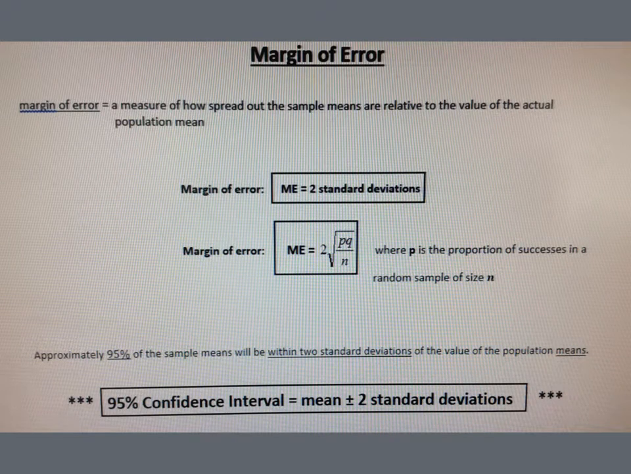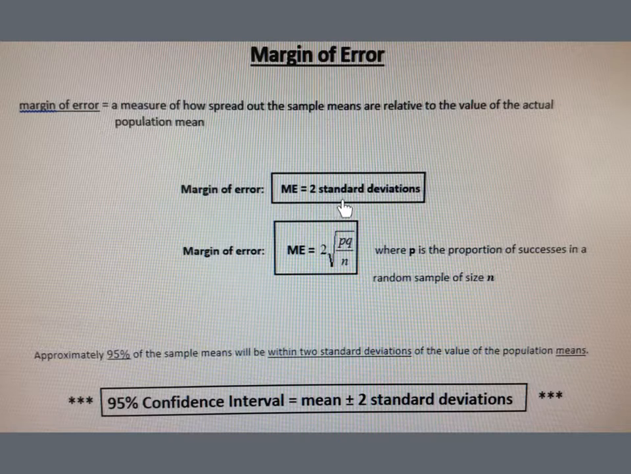Okay, so if you can turn to page 10 of your packet, we're just going to discuss margin of error. The margin of error is really just, you could just read it right here at the top. It's a measure of how spread out the sample means are relative to the value of the actual population mean.